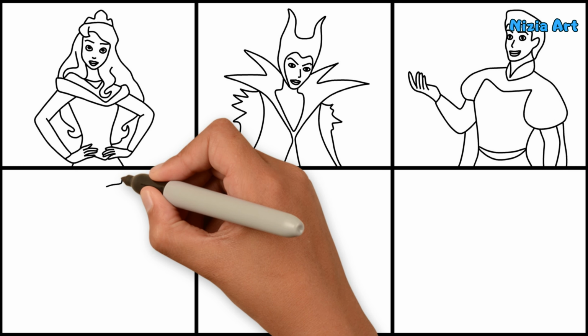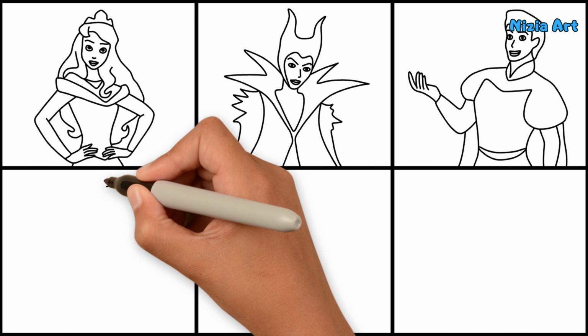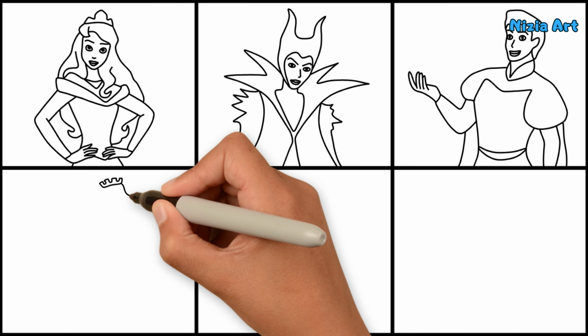Next, I'm drawing King Hubert. King Hubert is Prince Philip's father and King Stefan's friend.